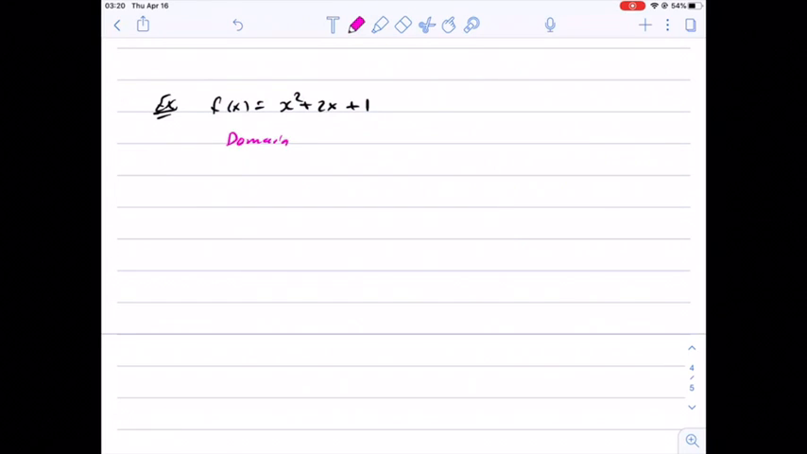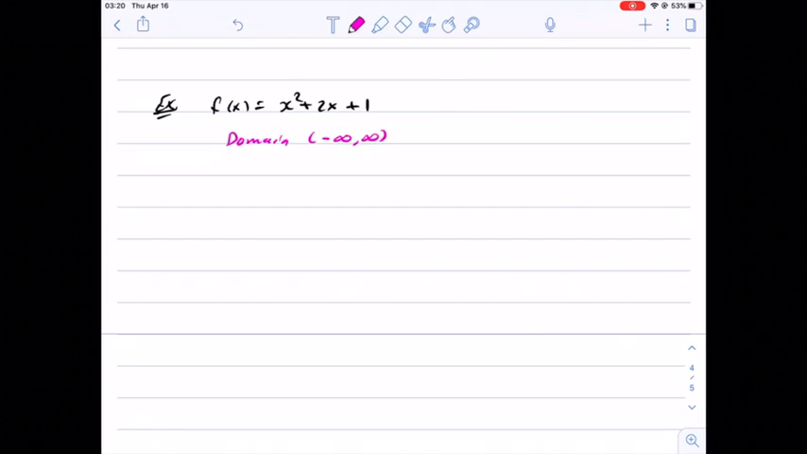So for this function, let's first determine the domain. The domain is everything is allowed here, because this function doesn't have a denominator, doesn't have even roots, and these things that we worry about.